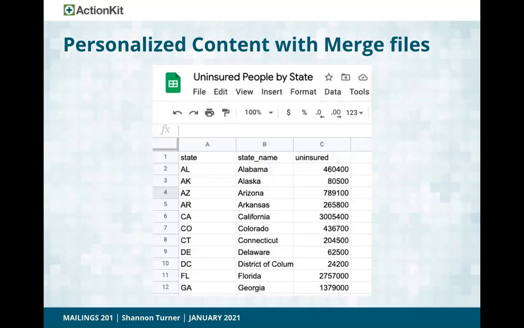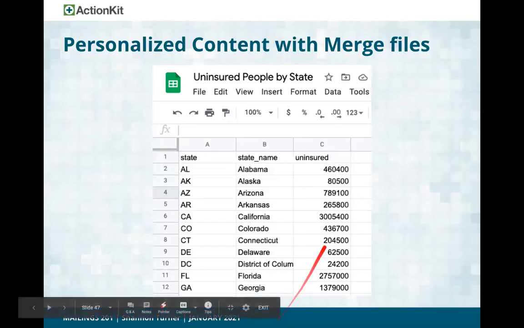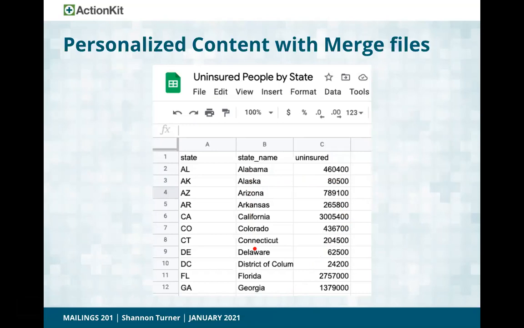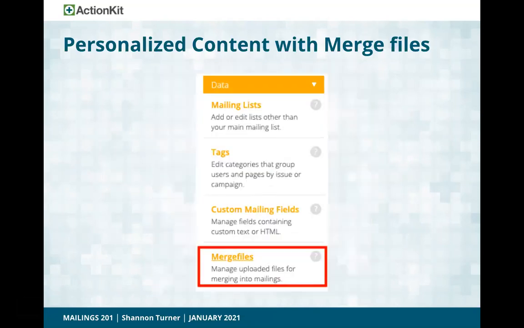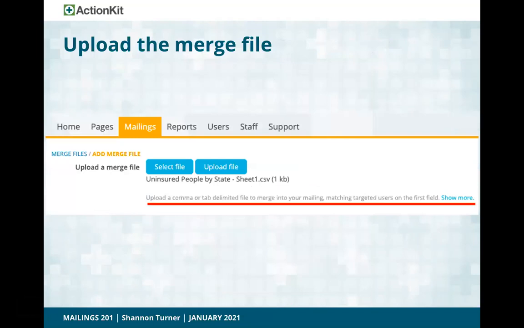So let's update this example a little bit. And here I have a sample spreadsheet that shows me how many people don't have health insurance in each state. And I'm going to download this spreadsheet as a comma separated values or CSV file so I can upload it into ActionKit. Next, on the Mailings tab under Data, I'm going to find the Merge Files section. Let's click that now. And then I can upload my CSV file that I just downloaded.